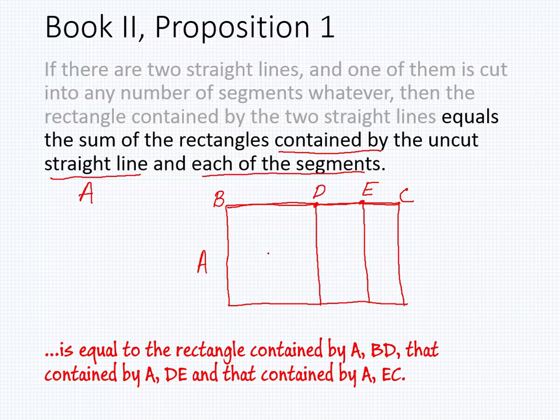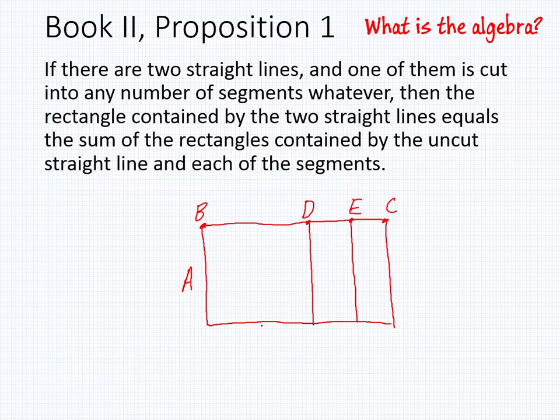And Euclid's conclusion is that these areas 1, 2, and 3, the sum of those is equal to the area contained by the larger rectangle. And so you may look at this and say, well, that's pretty obvious. What's the big deal? Well, the big deal is when you look at this algebraically. So what I'm saying is that this text from Book 2, Proposition 1, actually expresses a familiar algebraic law. Let's see what that is.